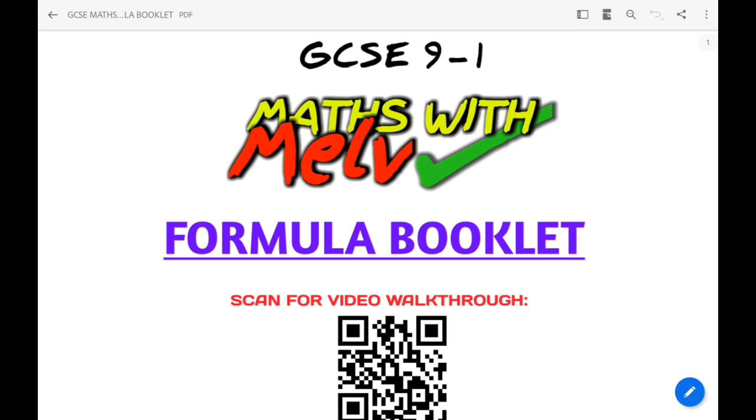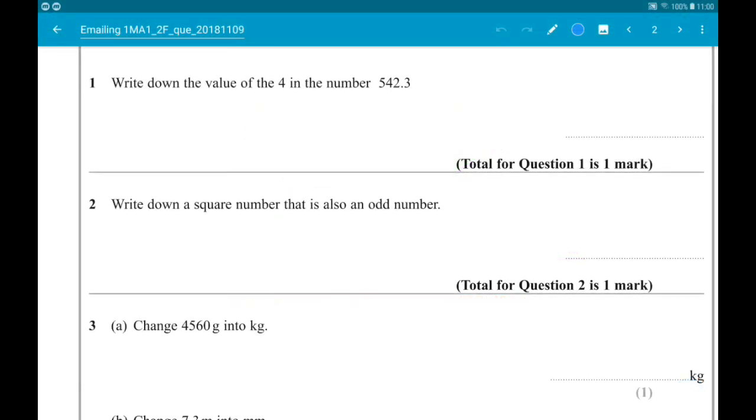Okay, let's do this. Number 1, write down the value of the 4 in the number 542.3. So, in saying the number, I've said the value. It's 40. Number 2, write down a square number that is also an odd number. Okay, 1. Or we could have 9 or 25, for example.